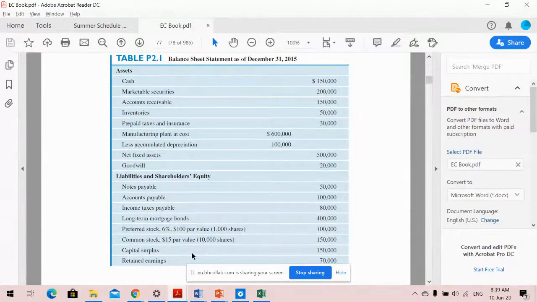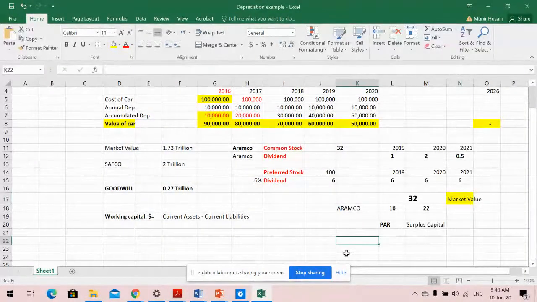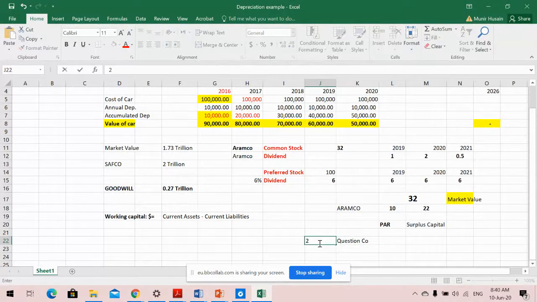Okay. Now I'll put the same information for this example. What is their common stock? 15 par value. Let's say in our example, the question company. The question I'll just write here. Question 2.1 company, right? Do you know what is their par value?